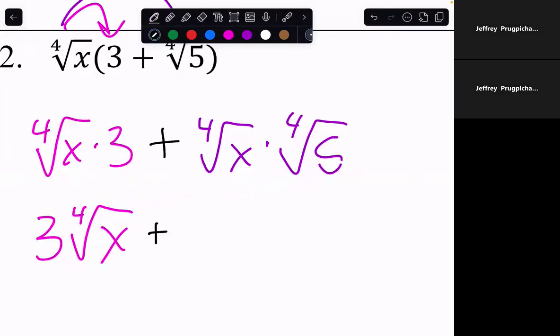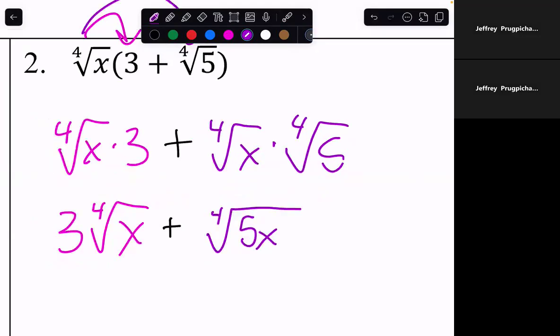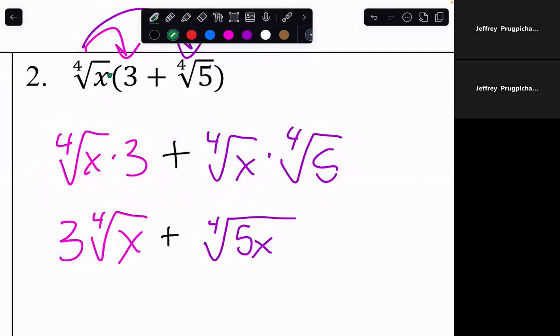Now over here, the coefficients are both invisible ones. Technically there's an invisible 1 coefficient here also, but we don't need to write it. Then on the inside, you've got x times 5 is 5x. This started as a multiplication problem, but now that you've distributed, it's an addition problem. The addition rule is the radicands need to match. Since they don't match, we cannot combine them.